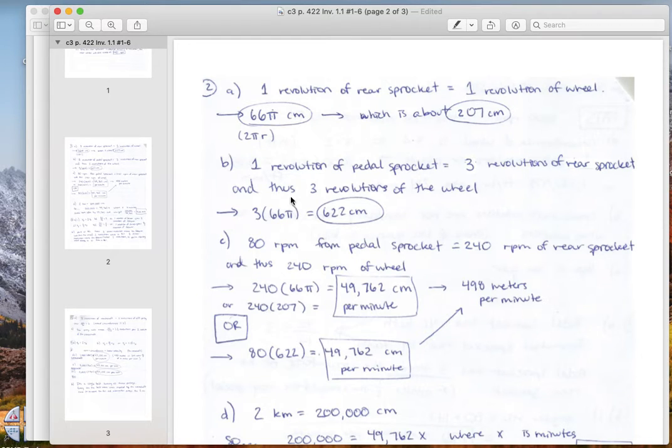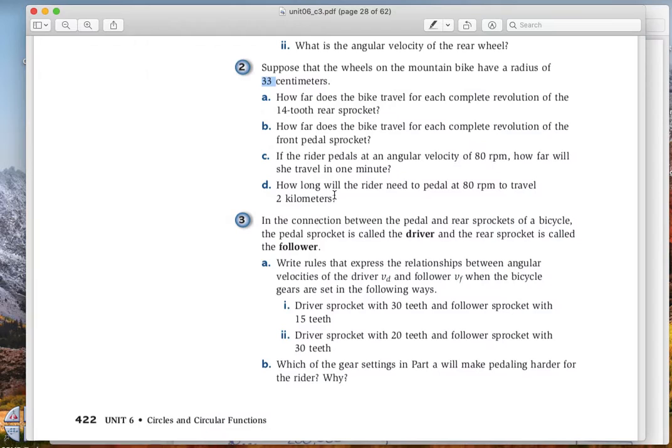The same thing can be calculated for one revolution of the pedal. One revolution of the pedal sprocket gives me 3 revolutions of the rear, therefore 3 revolutions of the wheel. So we would just multiply this same thing we calculated here by 3, kind of like what we did in number 1 with the angular velocity. But now this is calculating linear, right? Because we're talking about distance, not rotations.